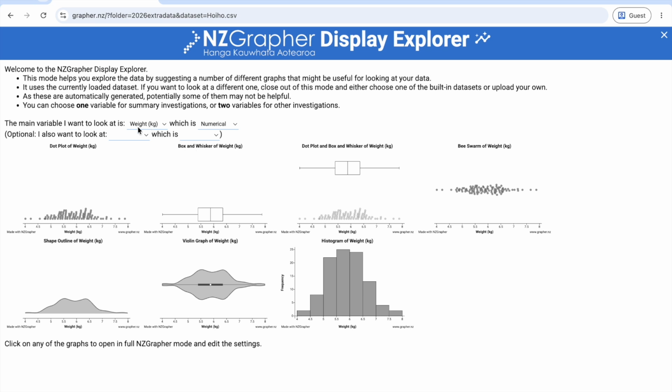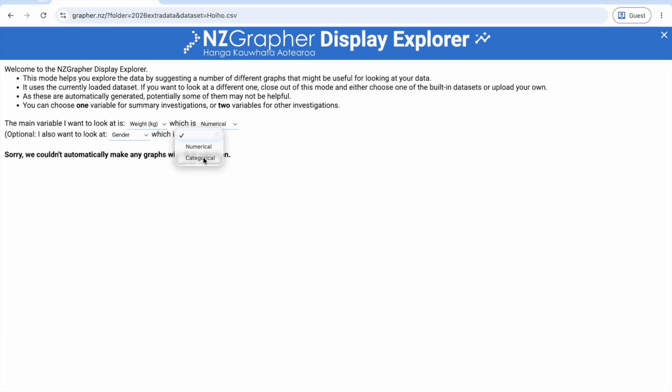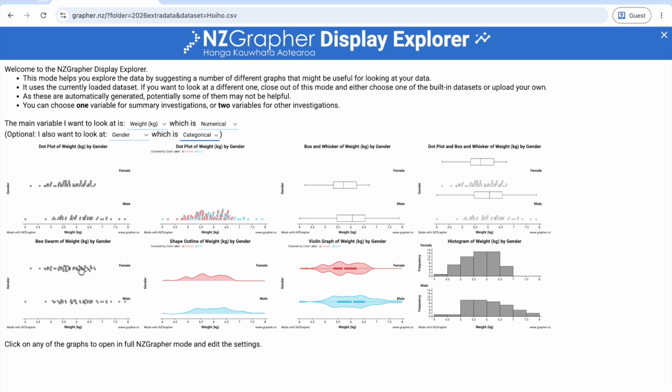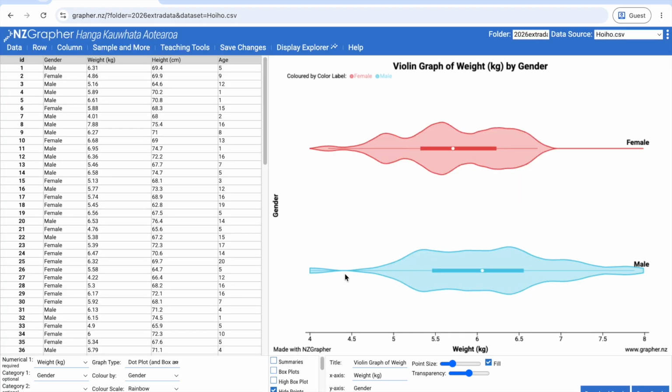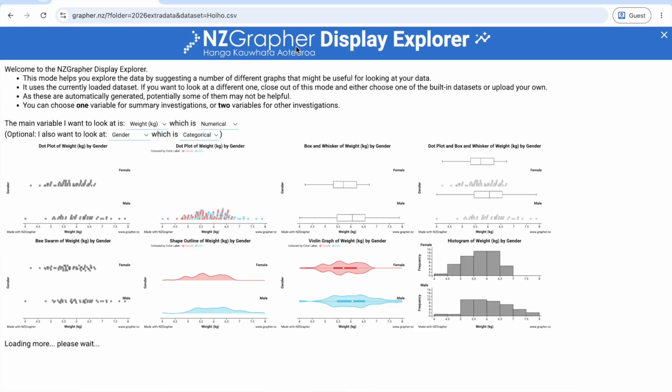I can also have a look at an alternative variable. So I could have a look at weight and gender, which is a categorical variable. And we can see here there's various different ways of displaying that data. Again, all of these are clickable. If you click on any of them, it will open up in the full view as well.